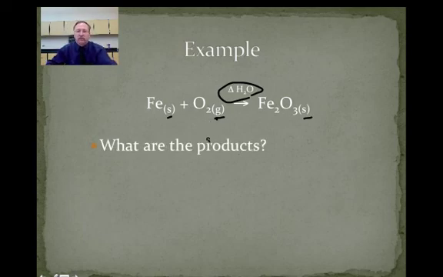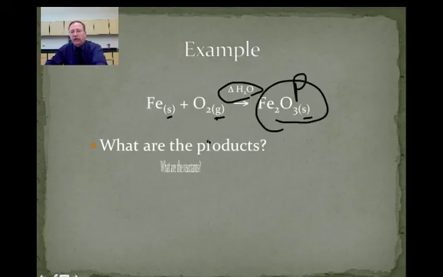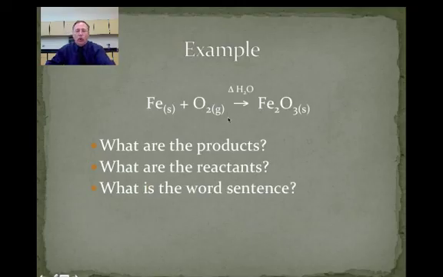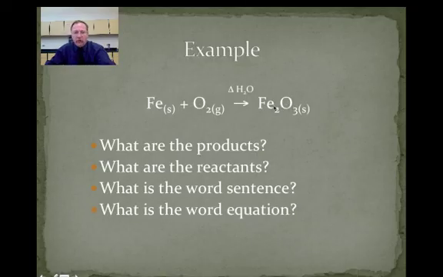Okay, the products. Products are over here. We got our products. Okay, our reactants. You're right, the other side, those are reactants. Okay, I'm going to clear those off real quick as we talk about the next. The word sentence would be 1 iron mole, and 2 oxygen moles produces 1 iron oxide. Okay, the word equation would be iron and oxygen produce iron oxide.